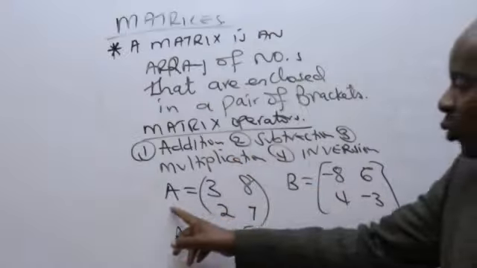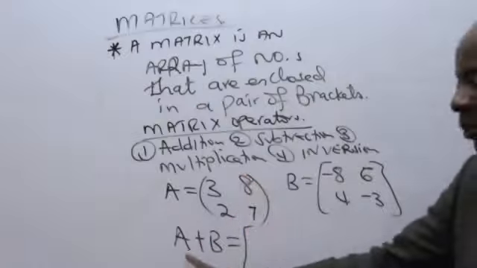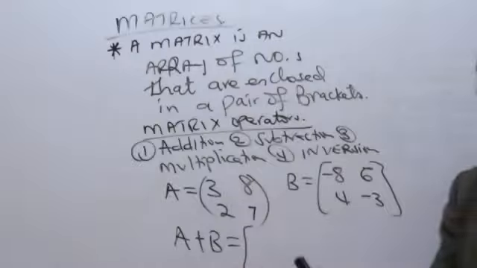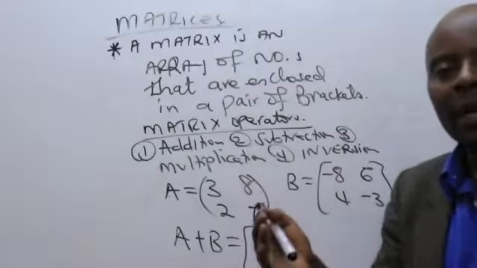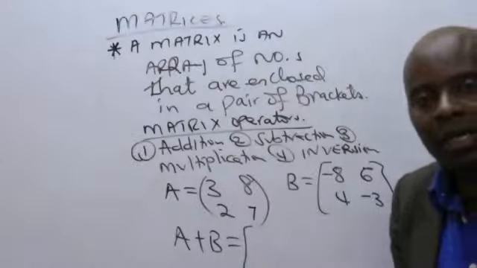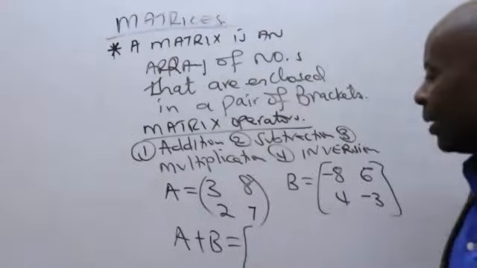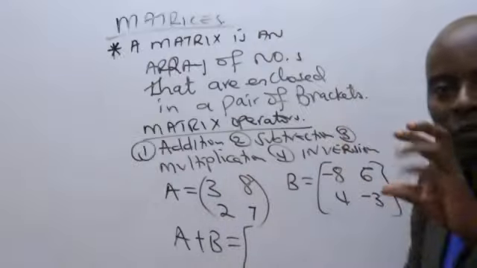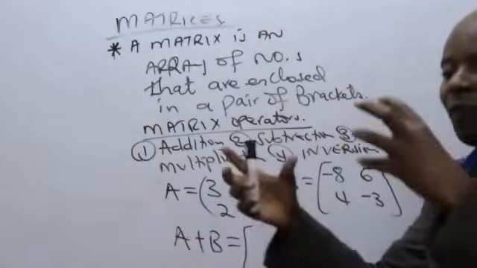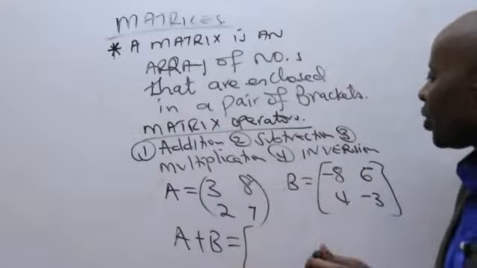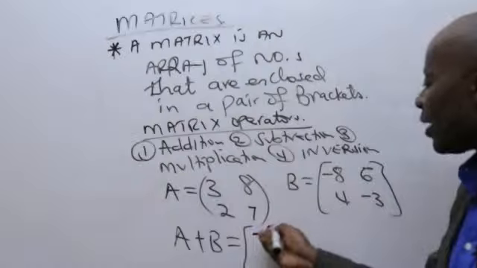We are given two matrices A and B, and then somebody tells us to go ahead and add them. So A plus B, remember for matrix addition, we normally add corresponding elements. Like now these 3 and -8. They are first elements of their respective matrices. The first elements, you combine them. So we have here 3 plus -8, that will give us -5.